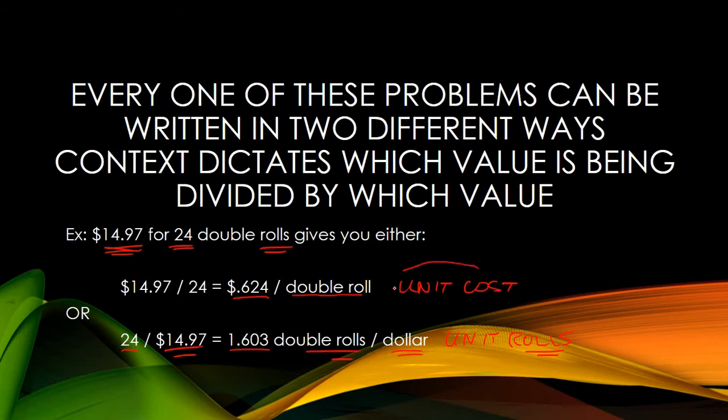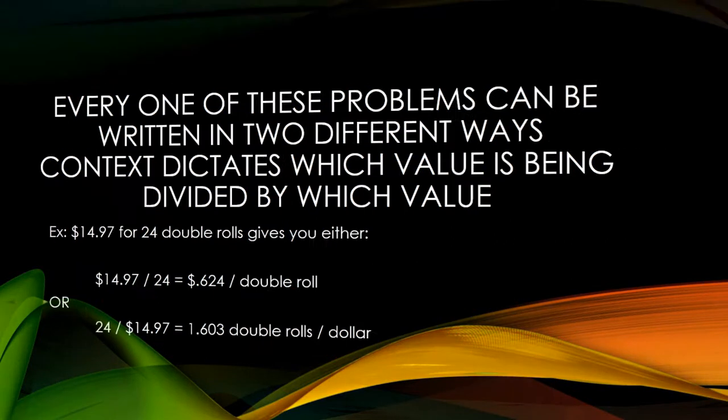And so usually when we're dealing with better buys, we're looking at the unit cost, because unit cost we want to be smaller. If we're looking at the unit rolls, we'd want to be bigger. We want to get more units per dollar. So that's not the way we're going to usually do it. We're typically going to do it this way, okay, unit cost.